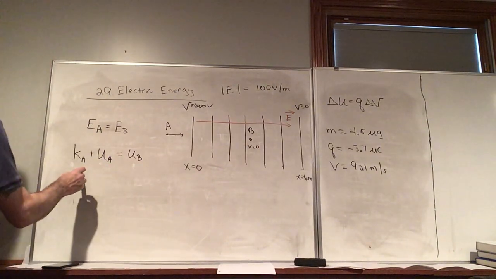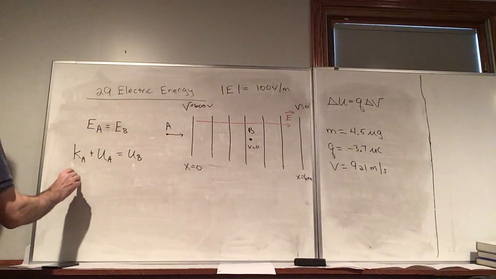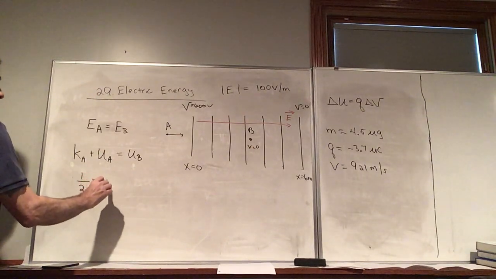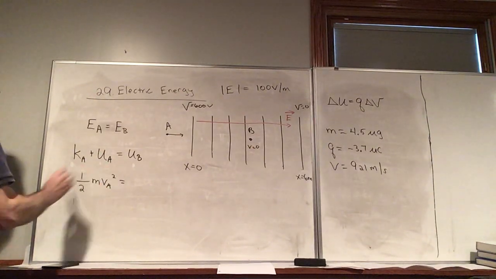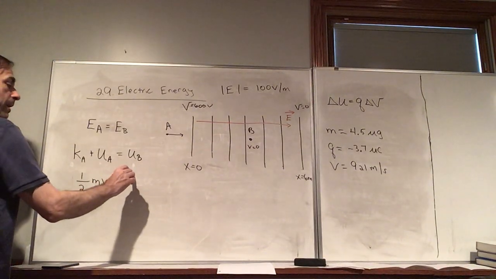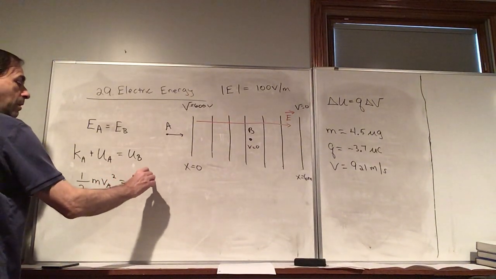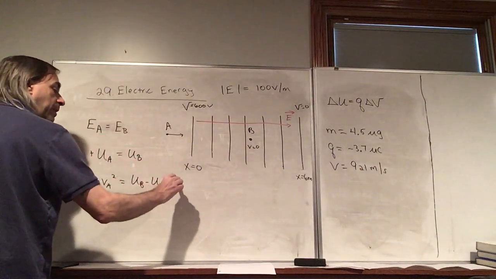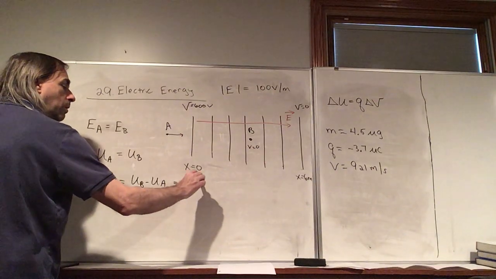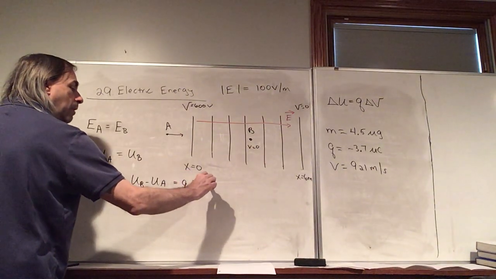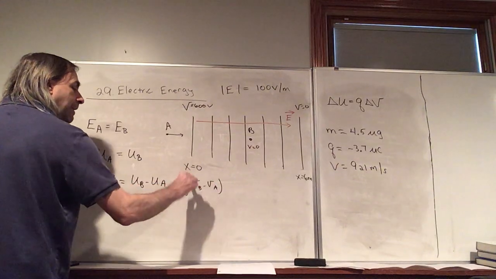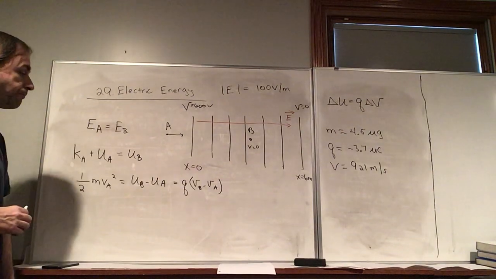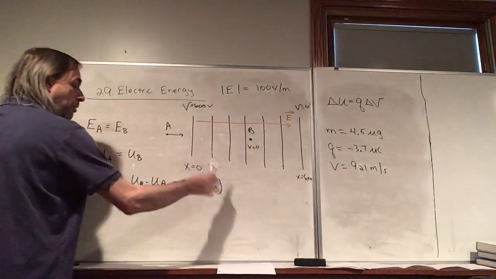Let's solve for the kinetic energy, which I'm going to write as 1/2 m VA squared. Again, that's a lowercase v. That would be the potential energy at B minus the potential energy at A, which would be Q times the potential at B minus the potential at A. Or we could write Q delta V.